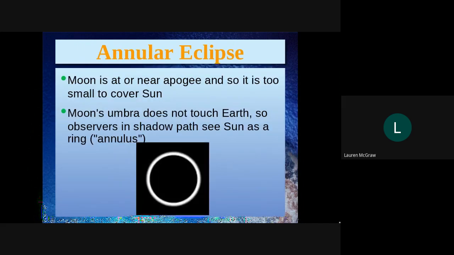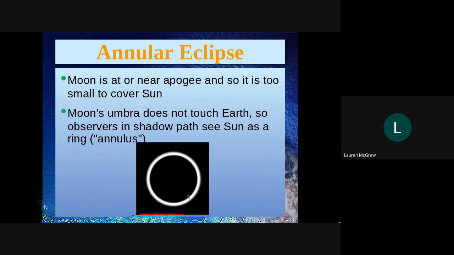The last type of eclipse would be called an annular eclipse. An annulus is a ring. So it's a geometrical shape called a ring. What ends up happening here, like I said, the moon is at the furthest point away from the Earth, at apogee, but it's at its closest point to the sun, and it's too small to actually completely cover the sun.